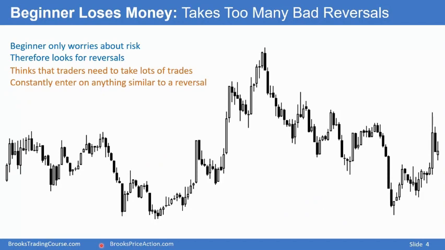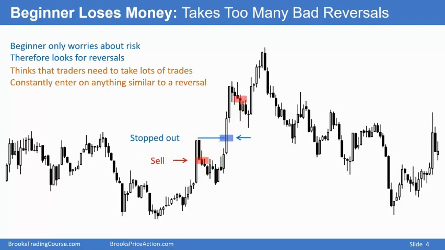He also thinks that if taking one trade is good, taking 10 trades is better. So he's constantly looking to take a lot of trades. He's constantly selling anything that looks like a reversal in a bull trend, and he's constantly buying anything that looks like a reversal up in a bear trend. A reversal, a failed breakout, a lower high, it's a sell. He sells. And then he gets stopped out.